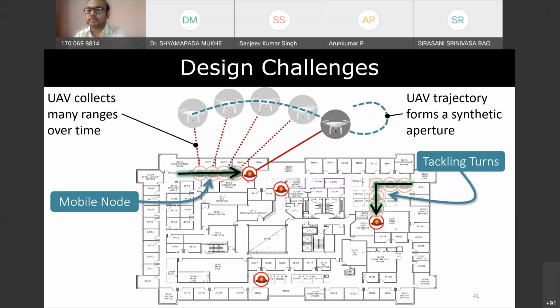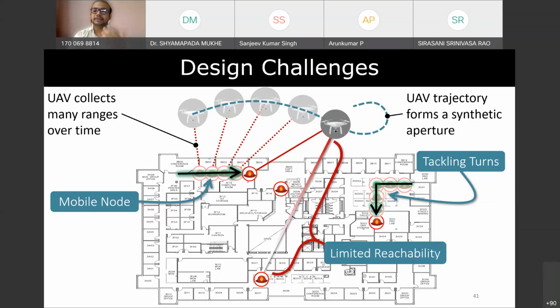He might not always move in a straight line. He can even take turns, and we have to come up with a solution for knowing that the person has turned, right? And we have to again reset the solution or try to adapt the moving person's trajectory in our system.